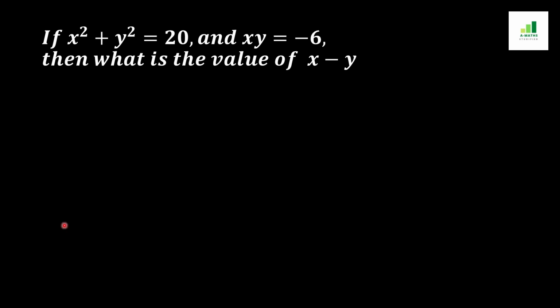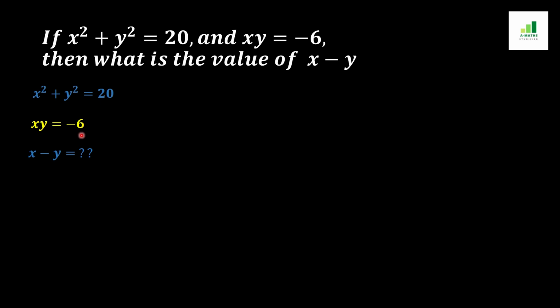Today in this video we are going to solve a math Olympiad question. The question is, if x square plus y square is equal to 20 and xy is equal to minus 6, then what is the value of x and y? So in order to solve this, as we know from the data of the question, the value of x square plus y square is equal to 20 and xy is equal to minus 6, and our target is to find the value of x minus y.